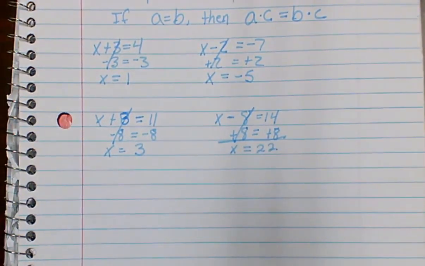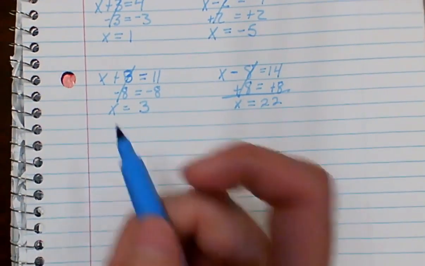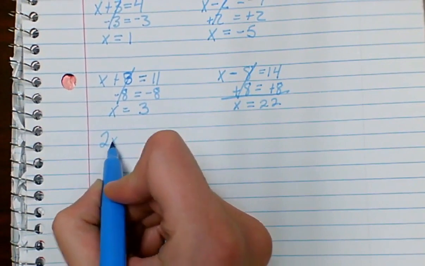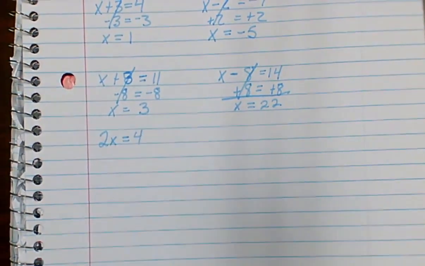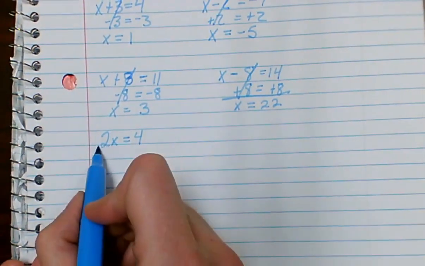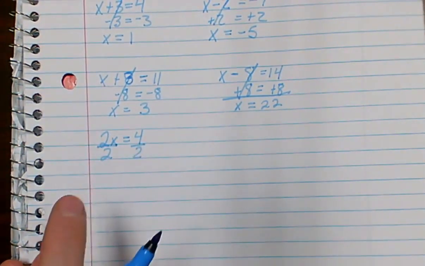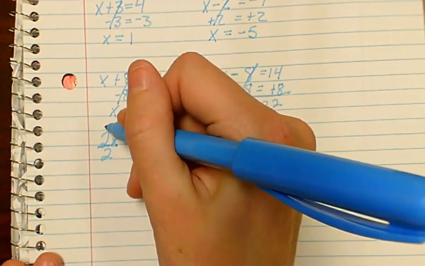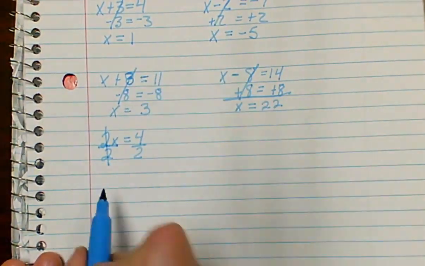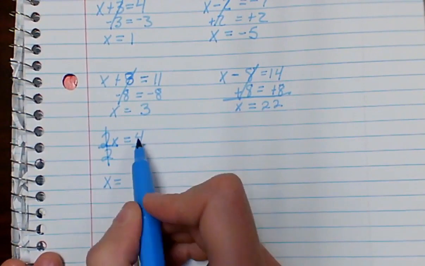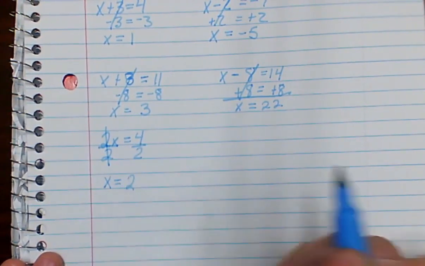And then same with division and multiplication. If you have 2 times x equals 4, 2 times what gives us 4? Well, one way we can solve is we have to make x single. By doing that, we have to divide by 2. 2 divided by 2 is 1. So you have x equals 4 divided by 2, which is 2.